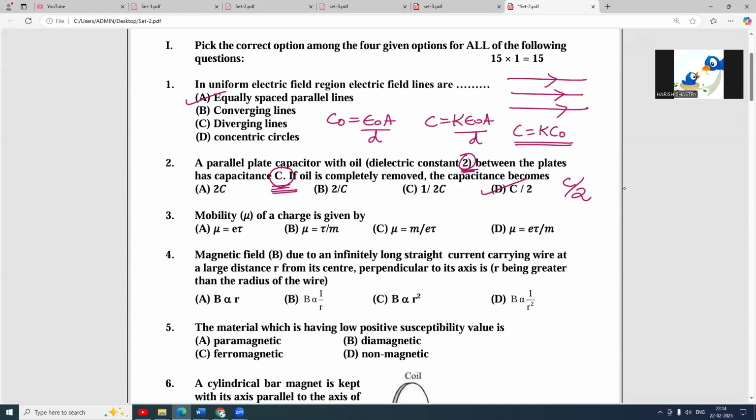Yes. Mobility of charge is given by, we know the formula, very simple: e tau by m. We know that drift velocity is equal to e tau by m times E. And we know mobility is drift velocity per unit electric field. That means you have to divide this equation by the electric field. When you divide it by electric field, you get mobility, drift velocity per unit electric field. So there is no electric field in this expression. It is e tau by m.